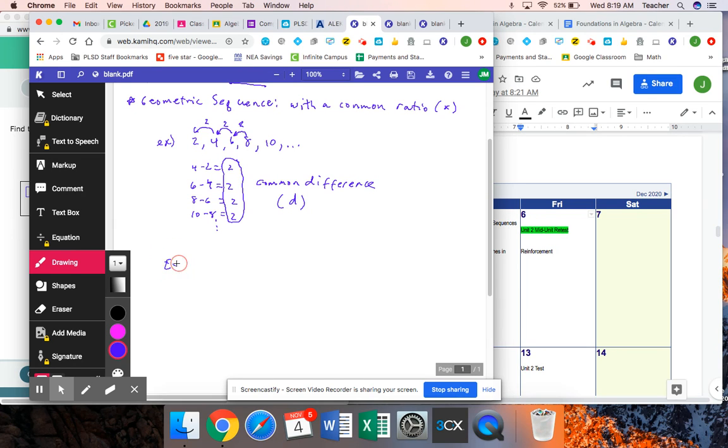You'll see what they call an explicit formula. There is a general formula, which we call the explicit formula, for all arithmetic sequences. It is any term. Up here, this is the first term, the second term, the third, fourth, fifth, on and on and on. Any term, we call it a sub n. That is any term.